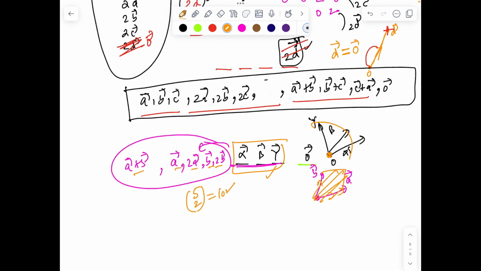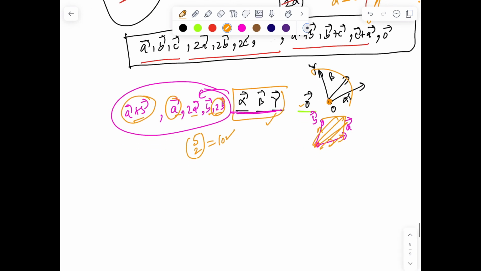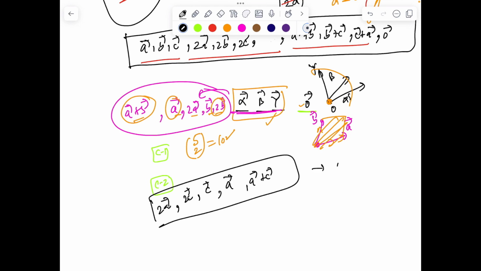So there are 10 ways of doing that. Now in these 10 ways I can give a guarantee. Suppose you select A plus B, A and 2B, definitely those three will be coplanar and the origin doesn't impact the answer. In a similar fashion I can select the second case. So this is case 1. We can do the second case by selecting A and C. So let's say I selected A, C, 2C, 2A and A plus C into the picture.